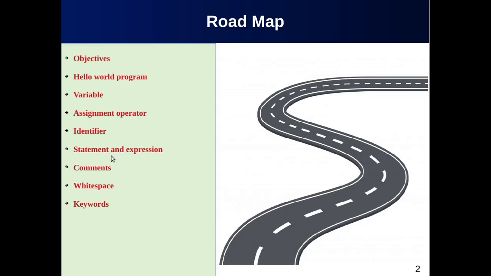Here is the roadmap for today's presentation. As usual, I will start with the objectives of this lecture, that is, what you would learn by the end of this week. And then we will recap the Hello World program and discuss the basic elements of this program. We will then move towards the variable and a special type of operator which is called the assignment operator. And then we will talk about identifiers, which is a special type of name that we use for any variable, function, class, object or module.